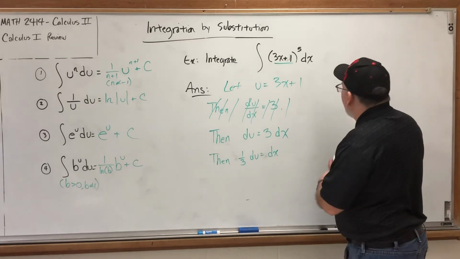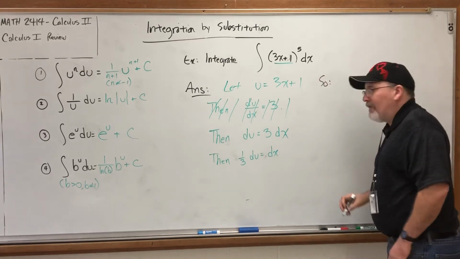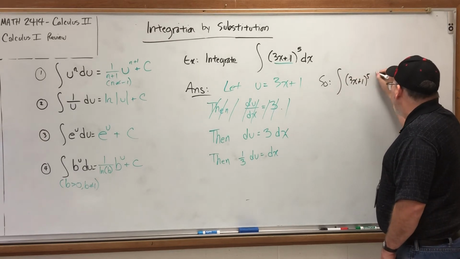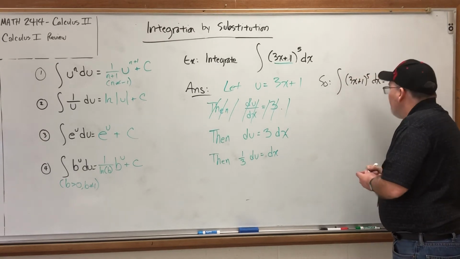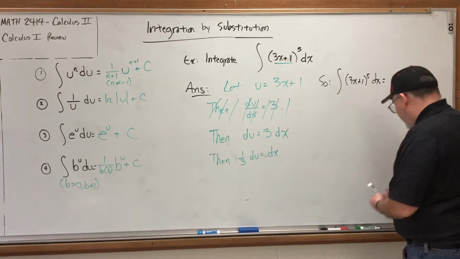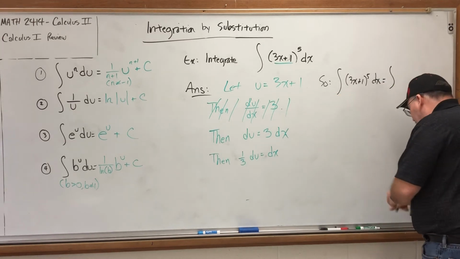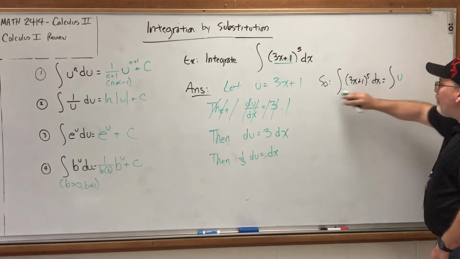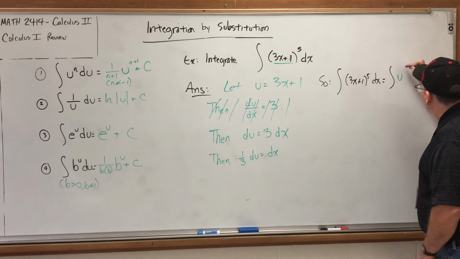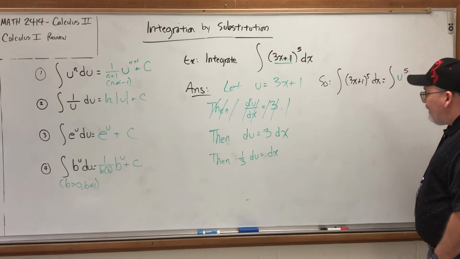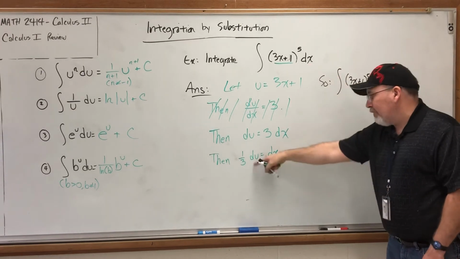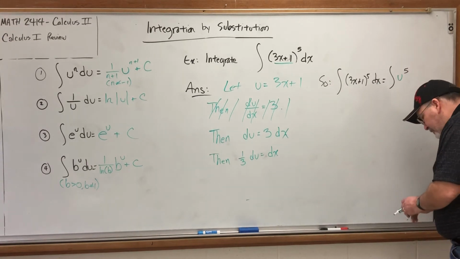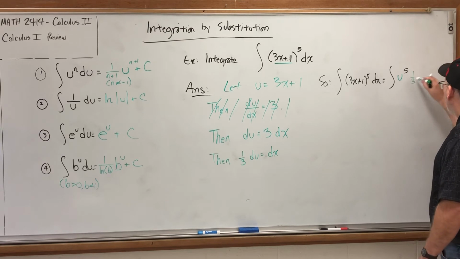So now we can say the following. The integral of 3x plus 1 to the fifth dx. The 3x plus 1 becomes a u, so this becomes the integral, and I'm going to write all the u stuff in green, of u. Now the fifth power was not part of the substitution, so it's still there. And then the dx is going to be replaced with 1/3 du.